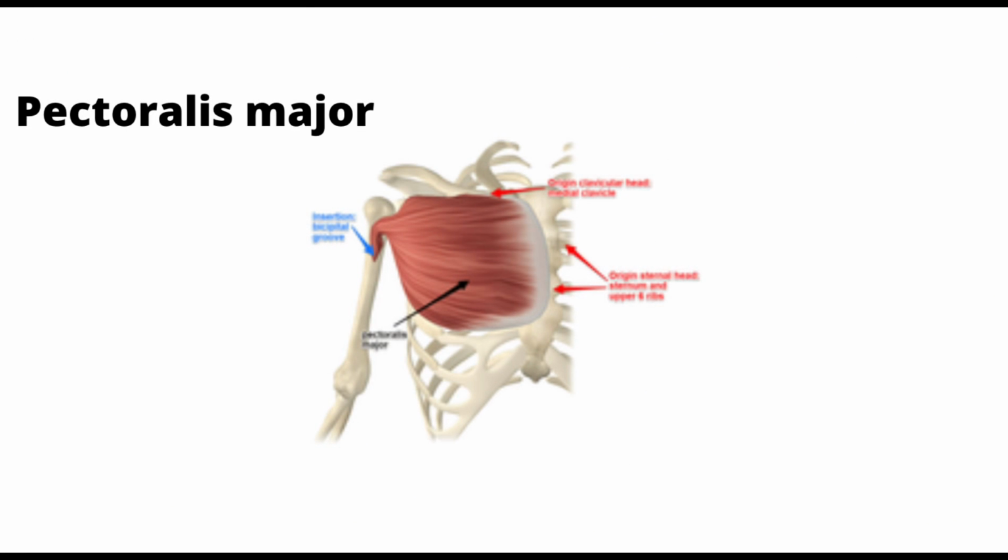Pectoralis major. Location: covers most of the upper chest. Connects the clavicle (collarbone), sternum (breastbone), and ribs to the humerus. Main functions: horizontal adduction, which brings your arm across your chest; flexion, which raises your arm forward; internal rotation, which turns your arm inward. Assists in pushing movements.